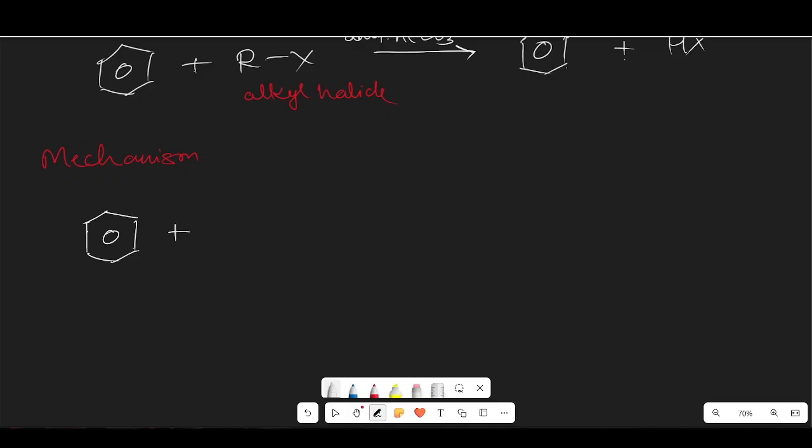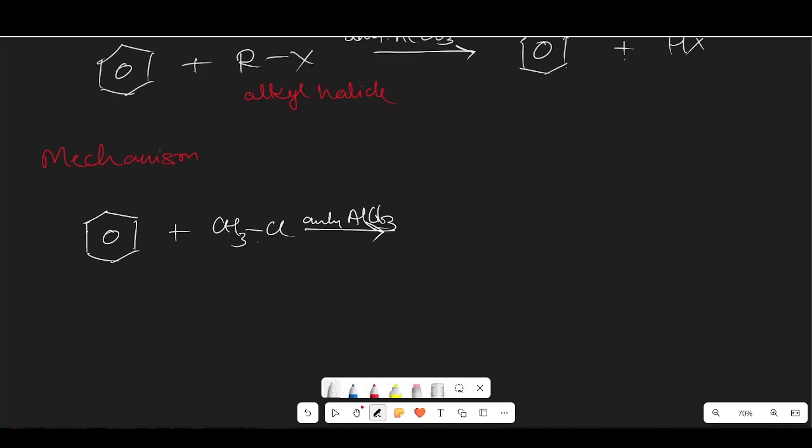Benzene. I'm going to use chlorine, just for the sake. You can use bromine, you'll have to change it to AlBr3, aluminium bromide. I'm going to use R as an ethyl group or methyl group, CH3. I'm going to make toluene. And AlCl3.